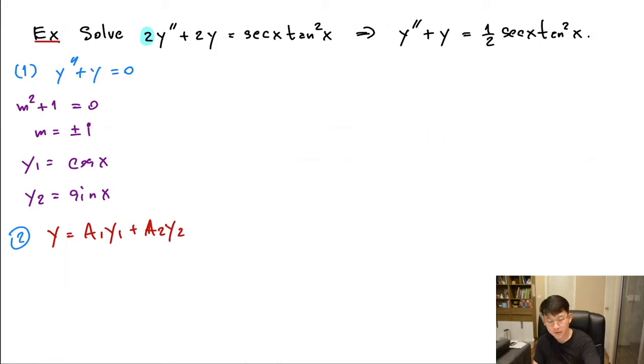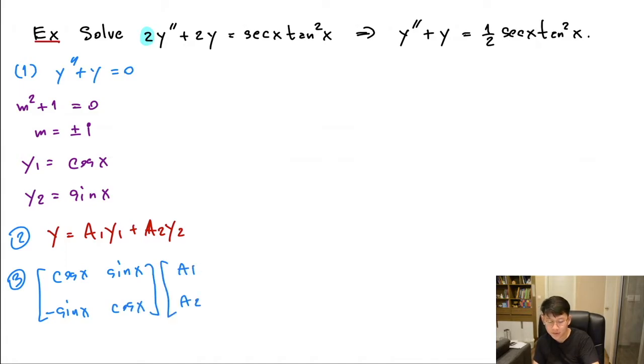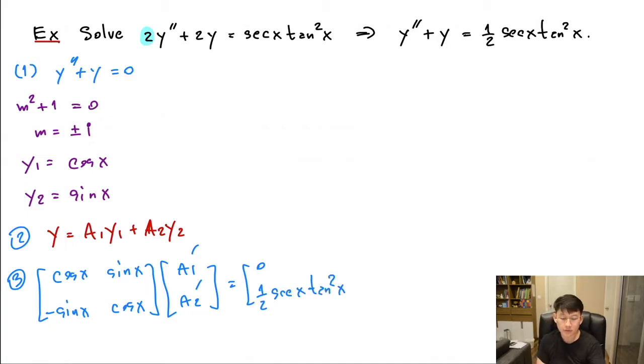Third, we have the system of linear equations: cos x, sin x, and the derivative of cos is minus sin x and cos x, times a1 prime and a2 prime, equals 0 and 1/2 sec x tan squared x.